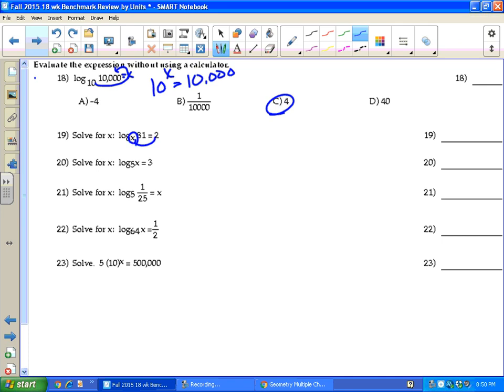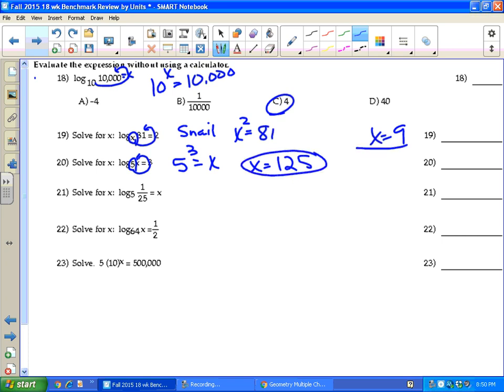Solve for x. X to the 2nd power equals 81. The answer is going to be x equals 9. 5 to the 3rd power equals x. X should be 125. Short answer. I made these short answer.